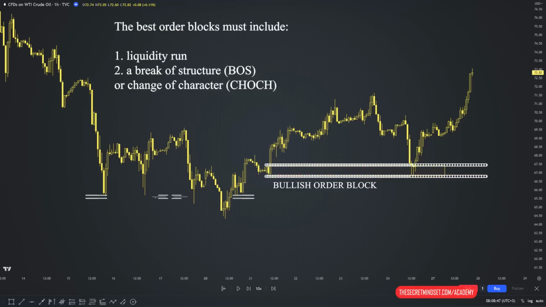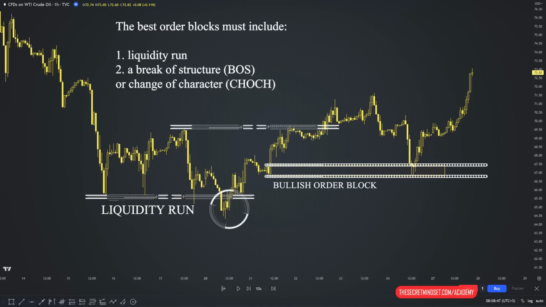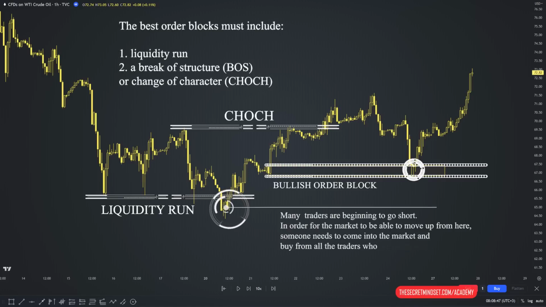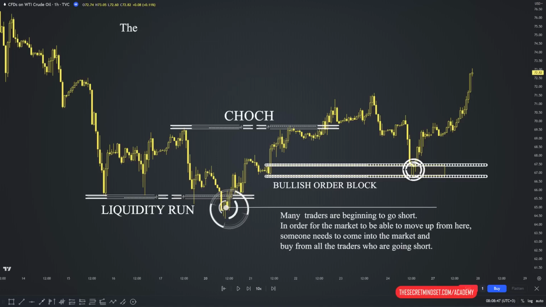In this example, whoever bought when the market was down here had a lot of money at their disposal. As the trending movement increases in length, more and more people begin trading in the same direction. Look at the last downswing before the bullish order block is created. At the time of this drop, a lot of traders are beginning to go short, expecting lower prices. But in order for the market to be able to move up from here, someone needs to come into the market and buy from all the traders who are going short. And this would take a huge amount of money.